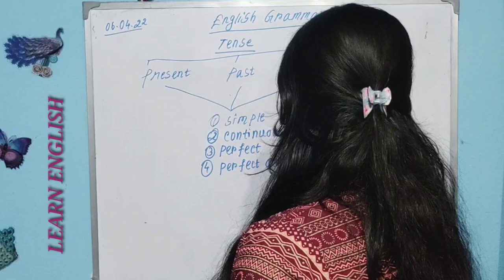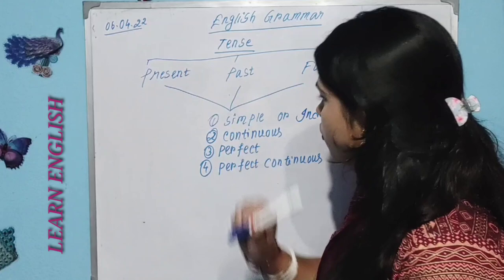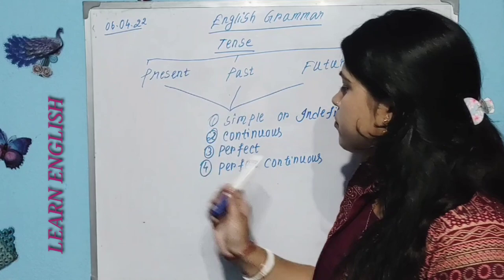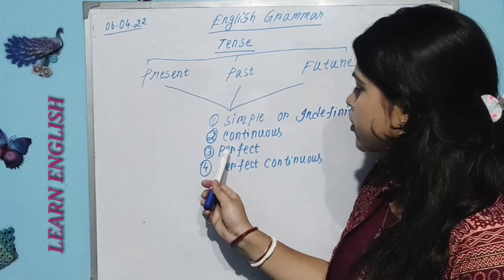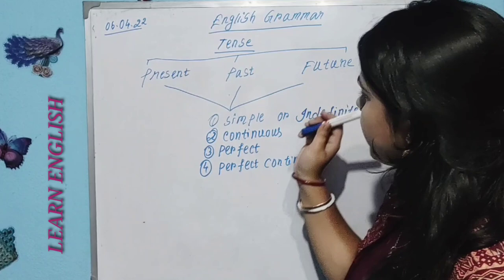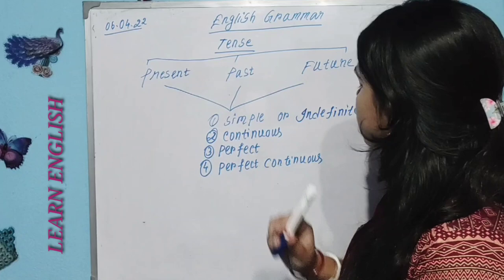So present tense is divided into four parts: simple present or present indefinite, present continuous, present perfect, present perfect continuous. Past tense is also divided into four parts: simple past or past indefinite, past continuous, past perfect, past perfect continuous. And future tense is also divided into four parts: simple future or future indefinite, future continuous, future perfect, future perfect continuous.